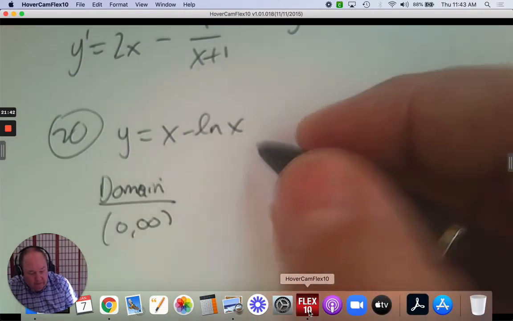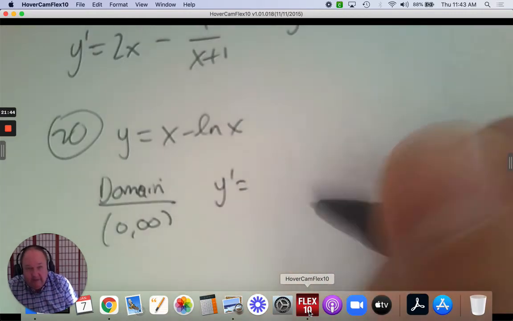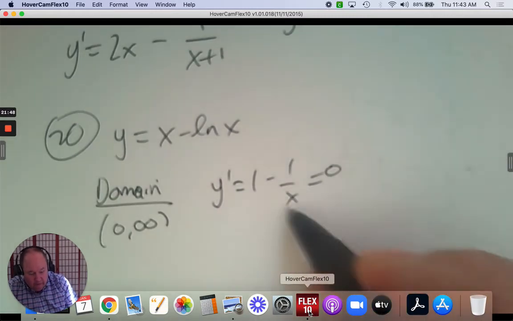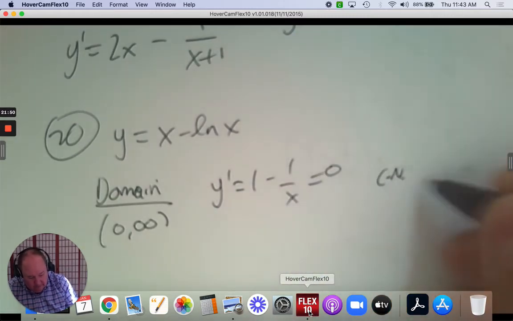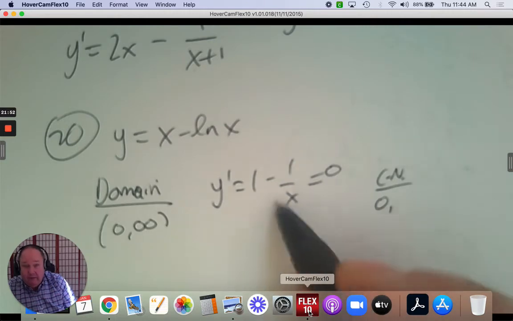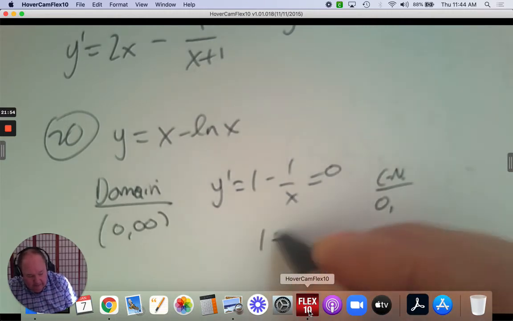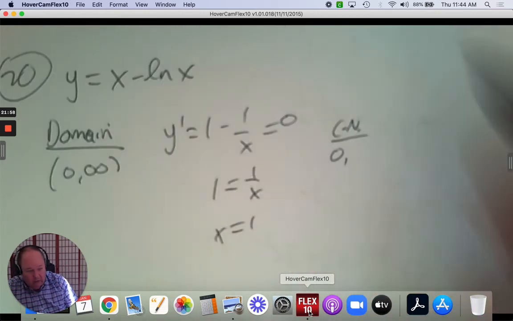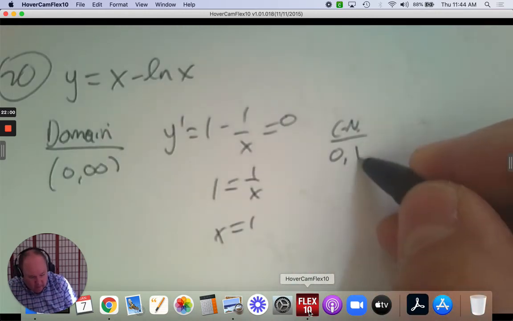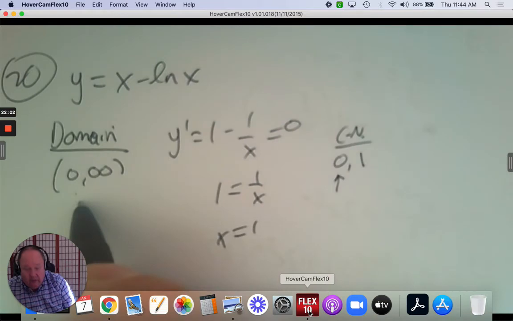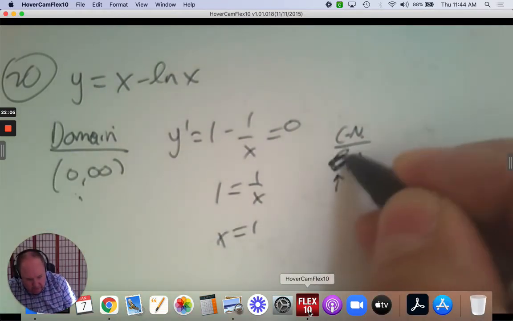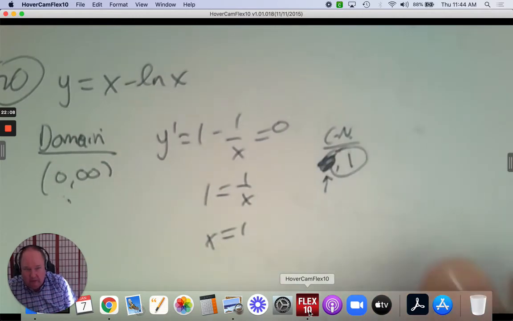The next step says find the extreme value. So I'm going to take the derivative, and then I'm going to make it equal to 0. Notice right away one of my critical numbers is 0 because it makes it undefined. And then if I add 1 over x and solve it, the other answer is 1. So the two critical numbers are 0 and 1. And recognize that 0 is not in my domain. 0 is not included. So we scratch it out, and the only critical number is 1.